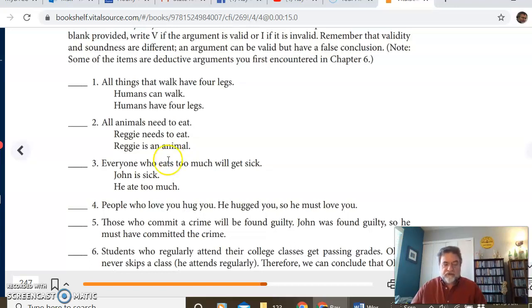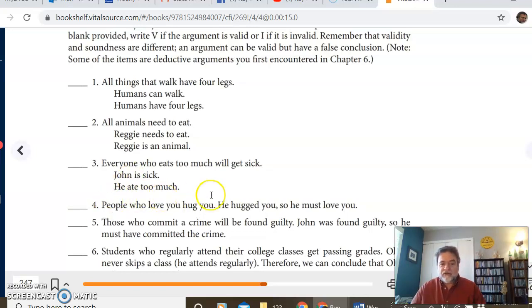Number three, and later you'll see why this is invalid. Number three is invalid. Everyone who eats too much will get sick. John is sick. He ate too much. Well, people get sick for different reasons other than eating. If you have the COVID thing, it's not because you ate too much, right? So that's just invalid logic.